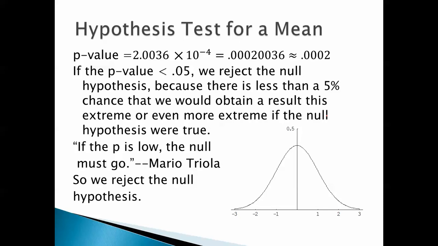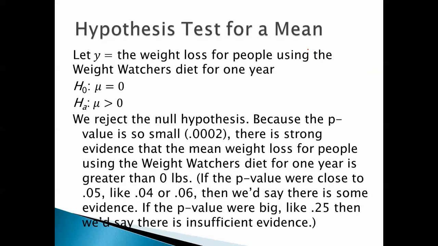If the p-value is less than 0.05, we reject the null hypothesis. Oh, if the p is low, the null must go. So we reject that null hypothesis because, look, our p-value is 0.0002, and that's a lot smaller than 0.05. Okay, those are our null and alternative hypotheses. We reject that null hypothesis because the p-value is so small. There is strong evidence that the mean weight loss for people using the Weight Watchers diet for 1 year is greater than 0 pounds. Now, if the p-value were close to 0.05, like 0.04 or 0.06, we'd say there's some evidence. And if the p-value were big, like 0.25, then we'd say there's insufficient evidence.